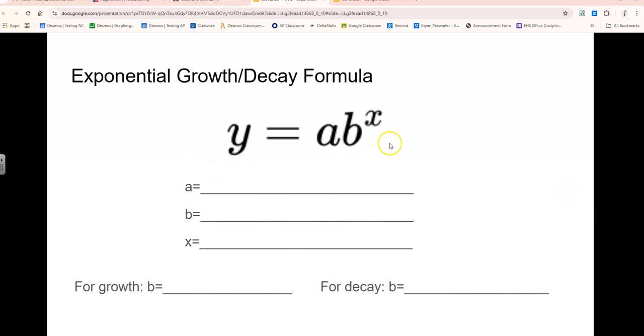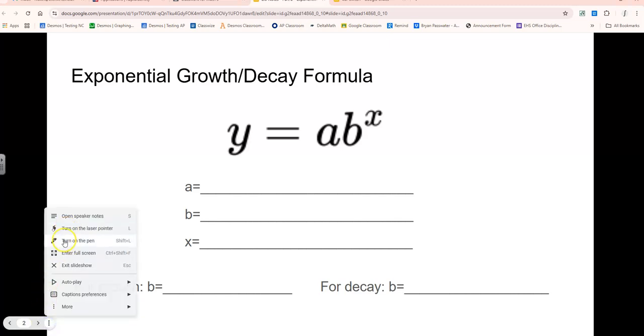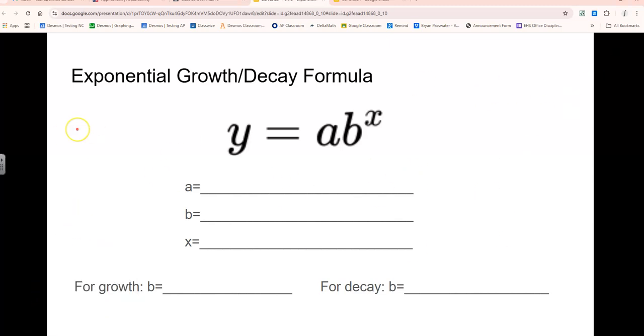So we have y equals a times b to the x power. And so you guys saw the same formula yesterday on that Edpuzzle video that you were watching for me. That a right there is going to stand for your initial value. So it is the amount that you start with.